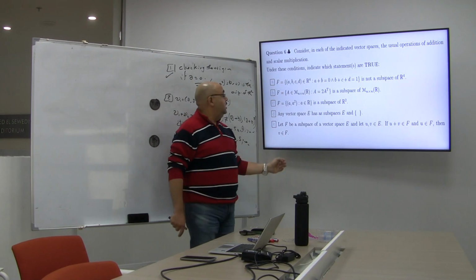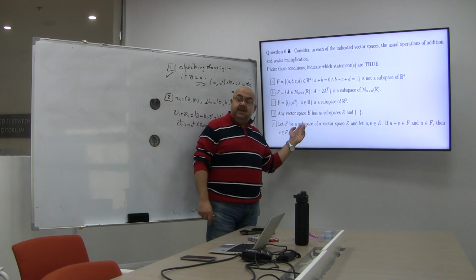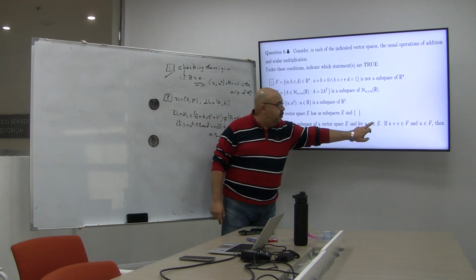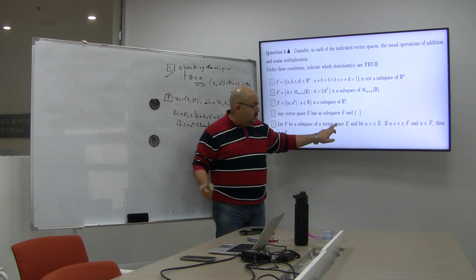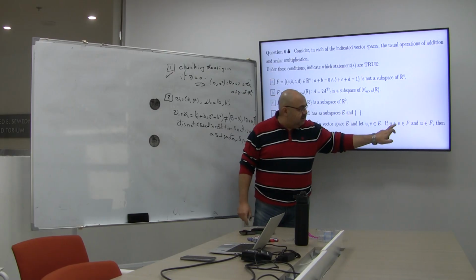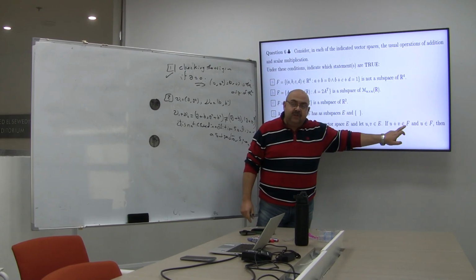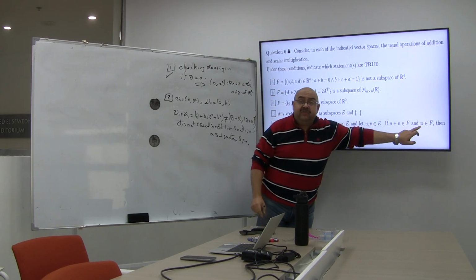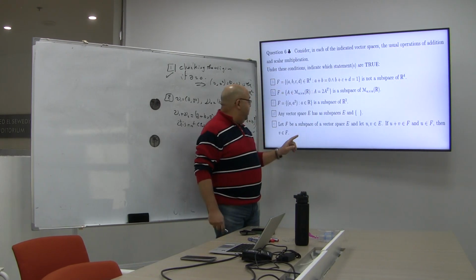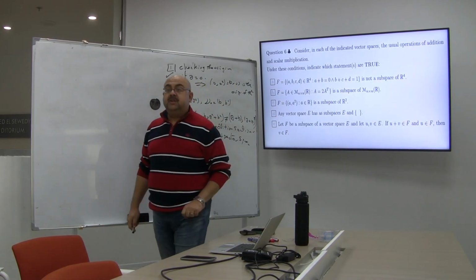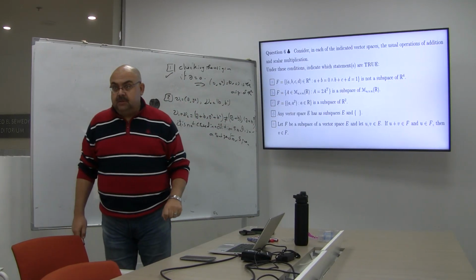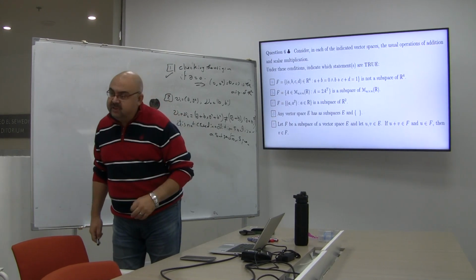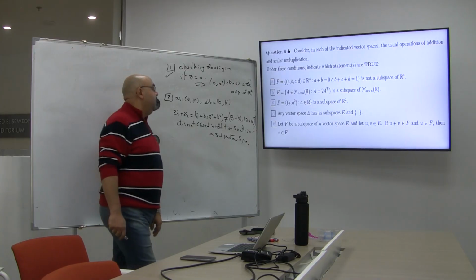I will read it once more. F is a subvector space of E. And then U and V belong to E. Okay, continue. If U plus V belongs to F, so the addition of them belongs to F, and U belongs to F, then V belongs to F. Is this correct? Yes, it is correct. How do we prove it? It's really very simple. Okay, once more.